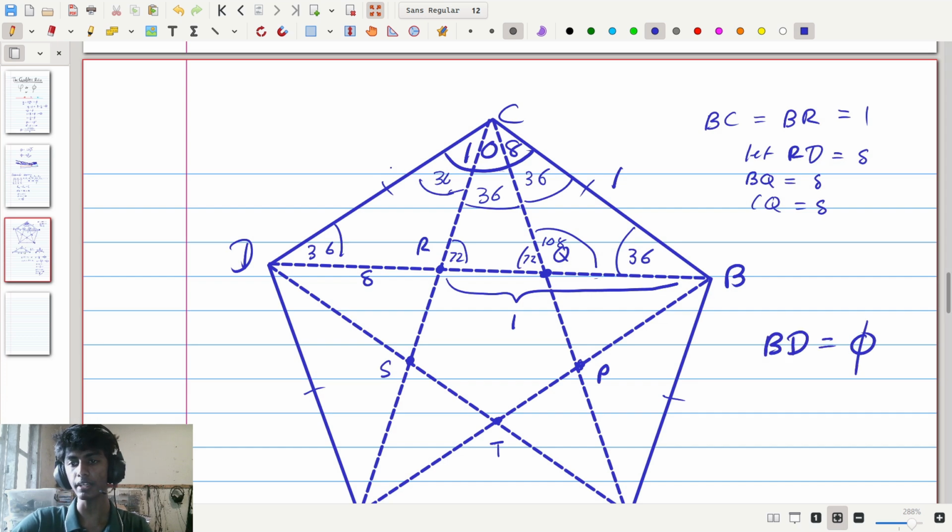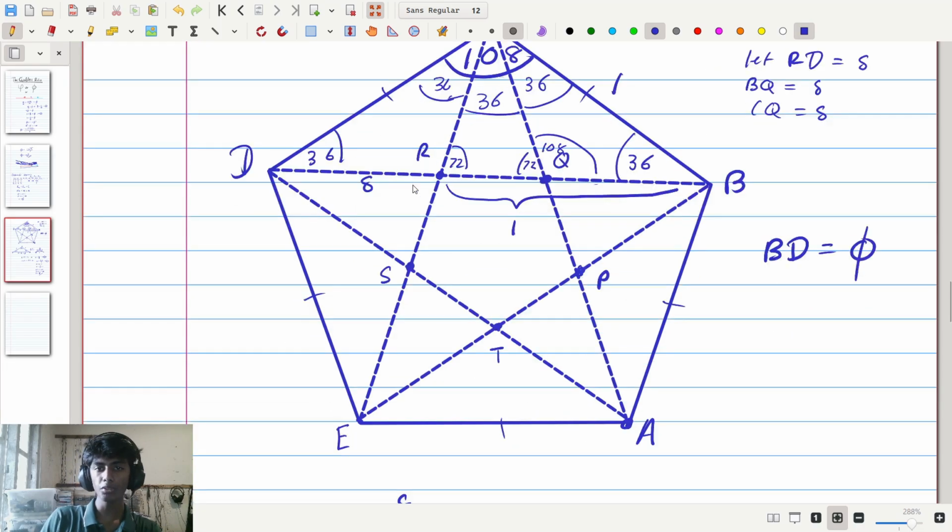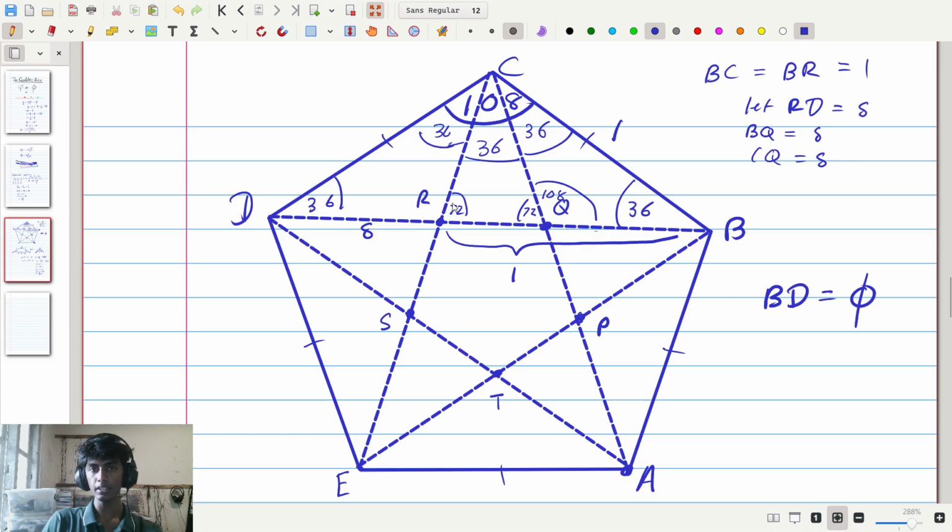In fact, because of symmetry, every single diagonal within a regular pentagon is equal to the length of the golden ratio, provided that the side length is 1. Or you could say the side length to diagonal ratio of a regular pentagon is equal to the golden ratio. So once again we have found the golden ratio. How does this relate to the sine of 18 degrees and the cosine of 36 degrees?